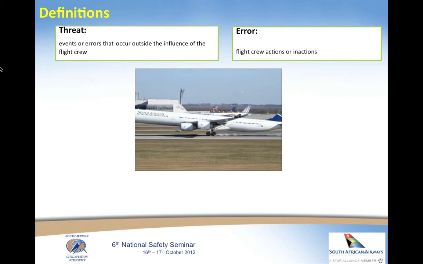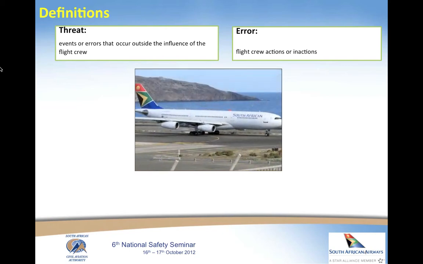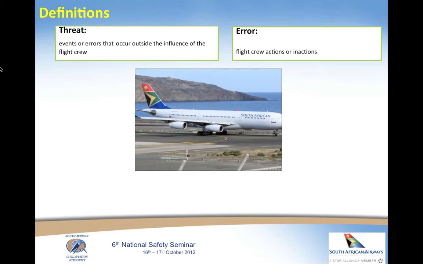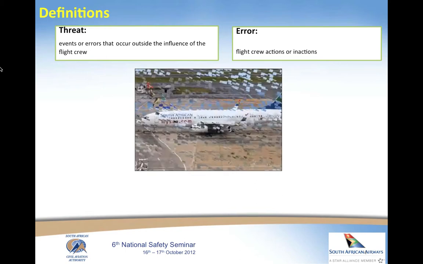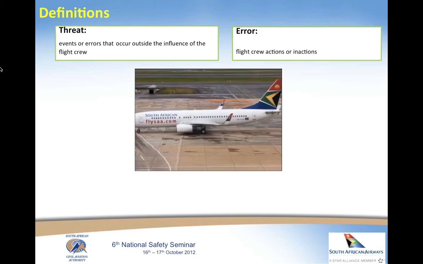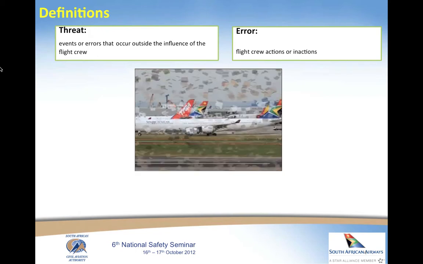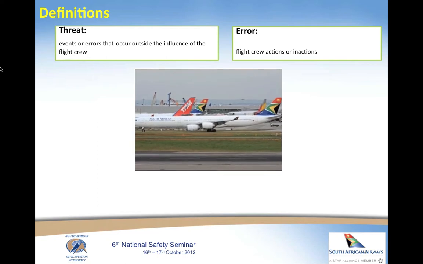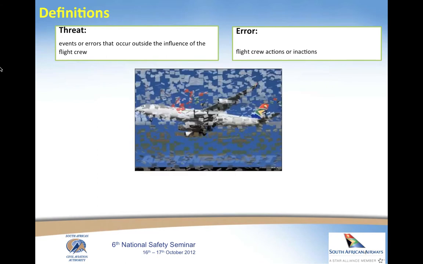Procedural errors are flight crew deviations from regulations, flight manual requirements, or airline standard operating procedures. Lastly, communication errors involve a miscommunication between the pilots or even between the crew and external agents such as ATC controllers, flight attendants, and ground personnel.